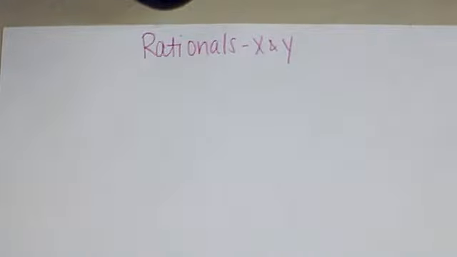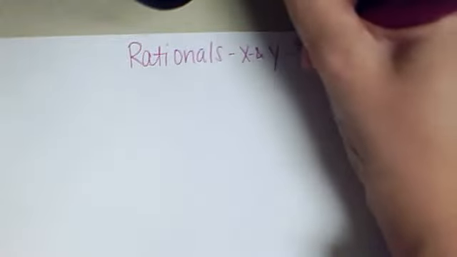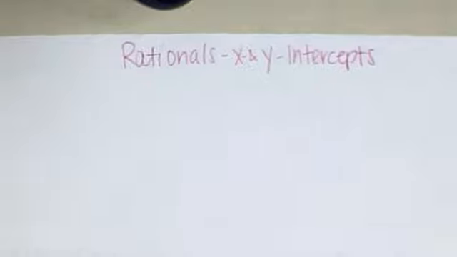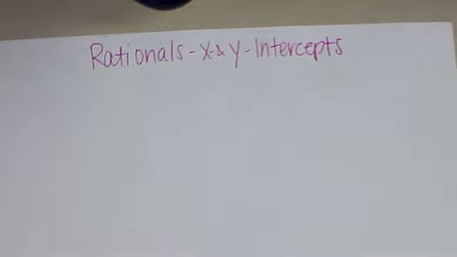Today in pre-cal, what I need you to learn about is rational functions, how to find their x and y intercepts. You learned yesterday about some things like how to find the domain and how to transform by shifting left, right, up, down, and reflecting. Today I need you to figure out the x and y intercepts.